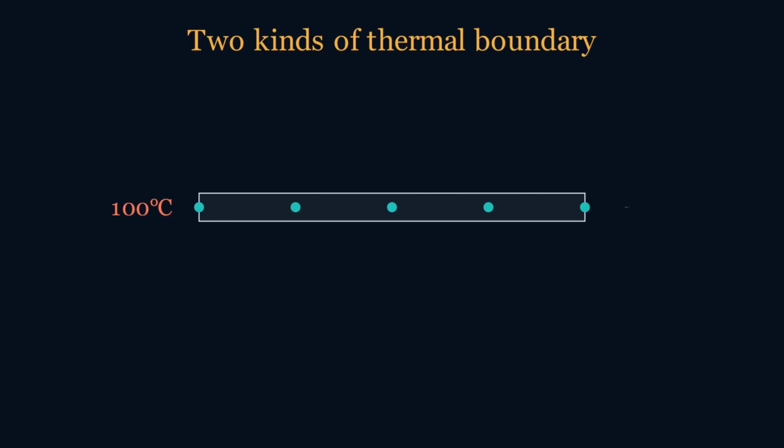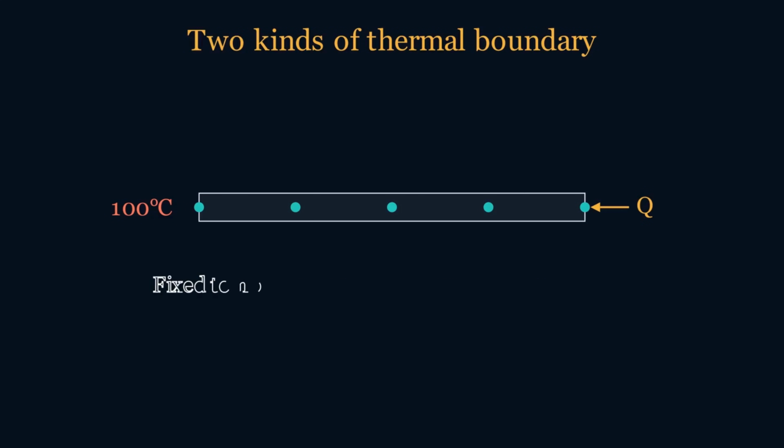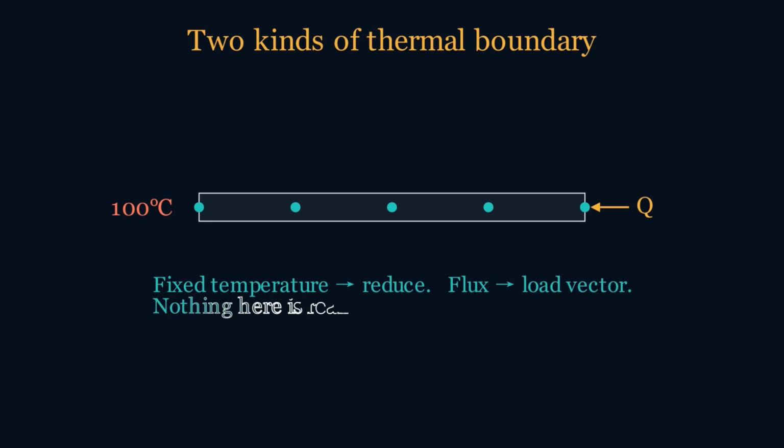The second kind is new, a prescribed heat flux, energy pushed in at a rate q. But even this maps onto something we know, it enters the equations as a load on the right-hand side, exactly like the point force at the tip of the bar. So heat conduction adds just one new idea, the flux boundary, and even that reuses machinery we already have. Fixed temperatures reduce the system, fluxes go in the load vector.